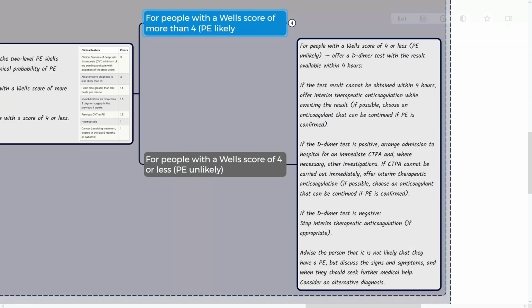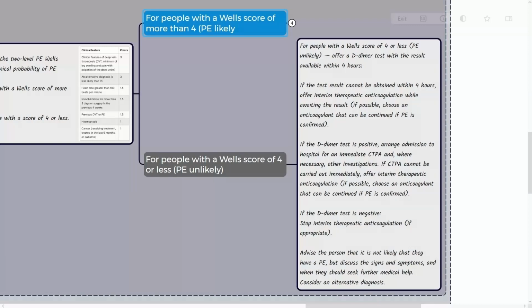If the D-dimer test is positive, arrange admission to hospital for an immediate CTPA and, where necessary, other investigations. If CTPA cannot be carried out immediately, offer interim therapeutic anticoagulation. If possible, choose an anticoagulant that can be continued if PE is confirmed.